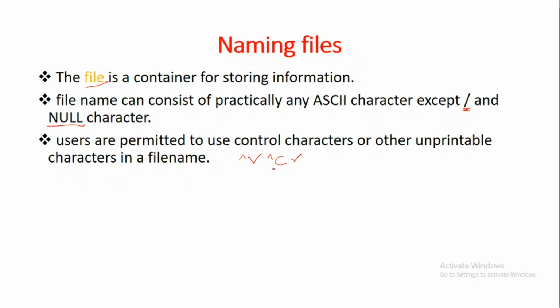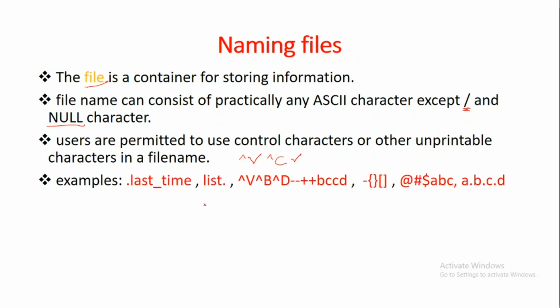So let us see some examples. These are some valid examples for a file name. I can have a dot in the beginning followed by a file name, a dot at the end, and these are the control characters I am talking about. Then I can use special characters, and I can use multiple dots also, right? So except forward slash and the null character, I can use any of the characters in my ASCII range as a part of the file name.